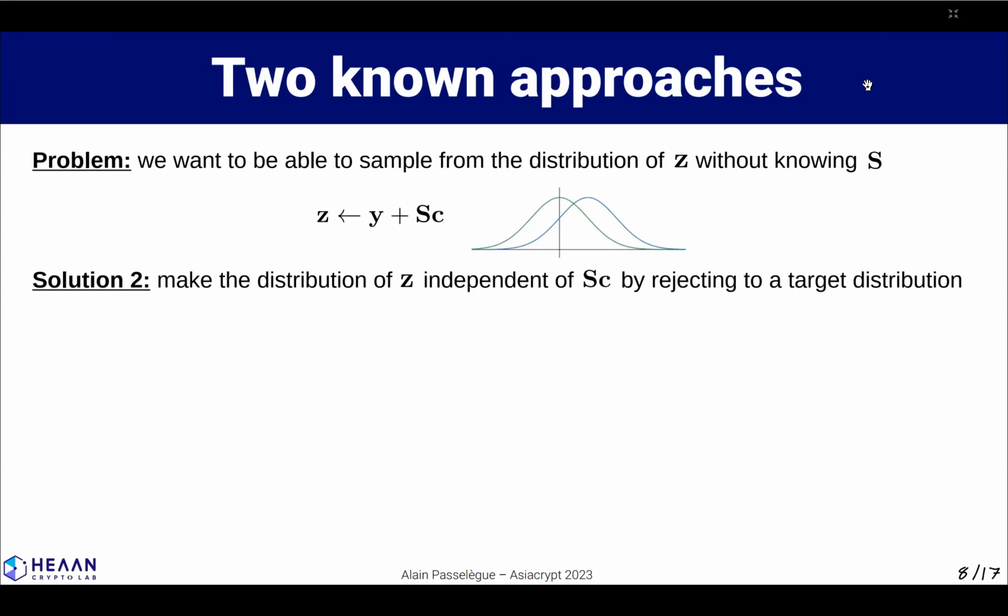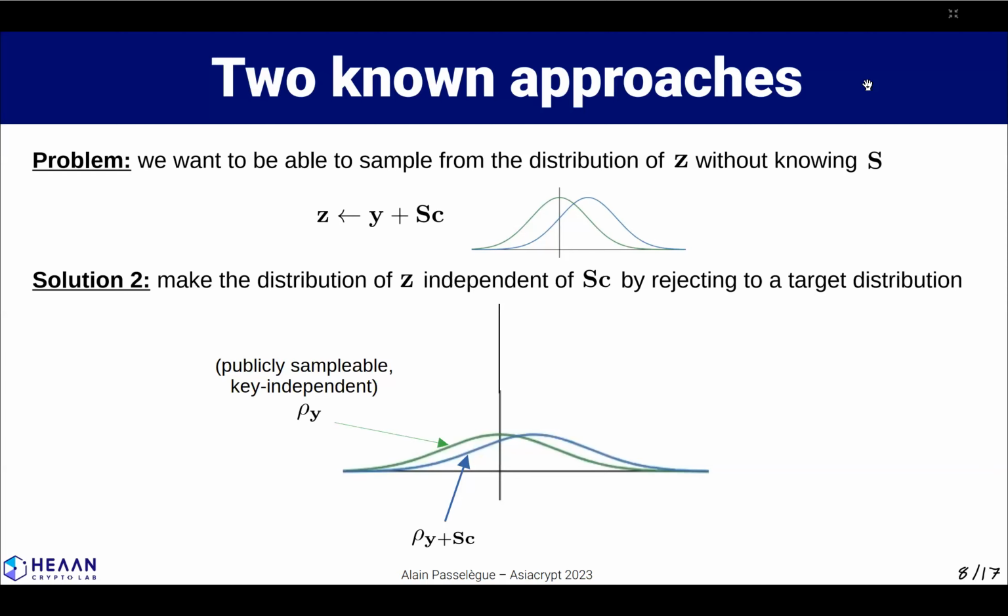Then the second solution is rejection sampling. How does rejection sampling work? Simply, you want to make the distribution of Z, which for now is dependent on SC, independent of it, and you do that by rejecting to some target distribution. So let's say you want to reduce the distribution of Z to the distribution of Y, which is publicly sampleable. How do we do that? Simply, sampling some Z is just sampling random points in the area under the blue curve and outputting its x-axis. This is exactly the distribution of Z.